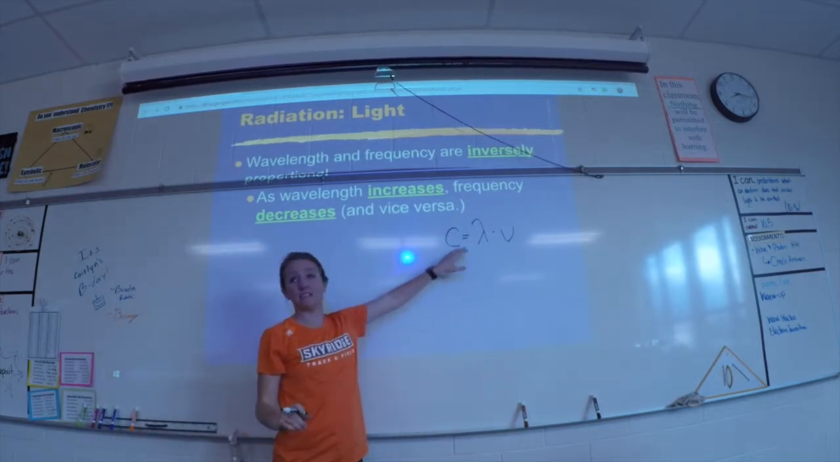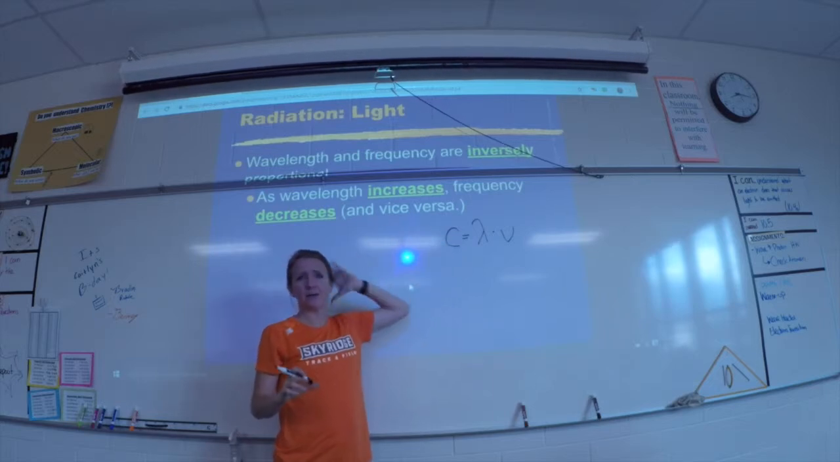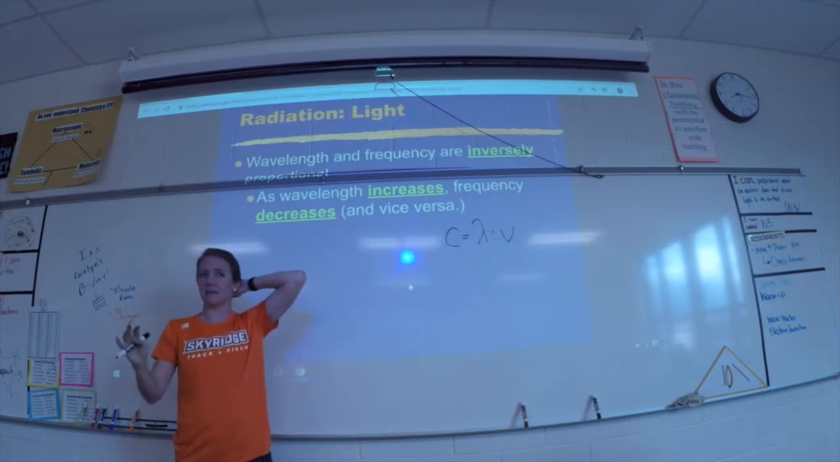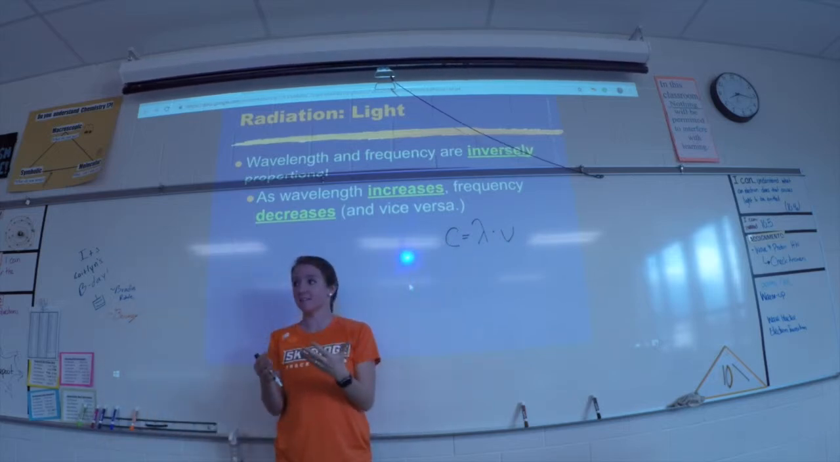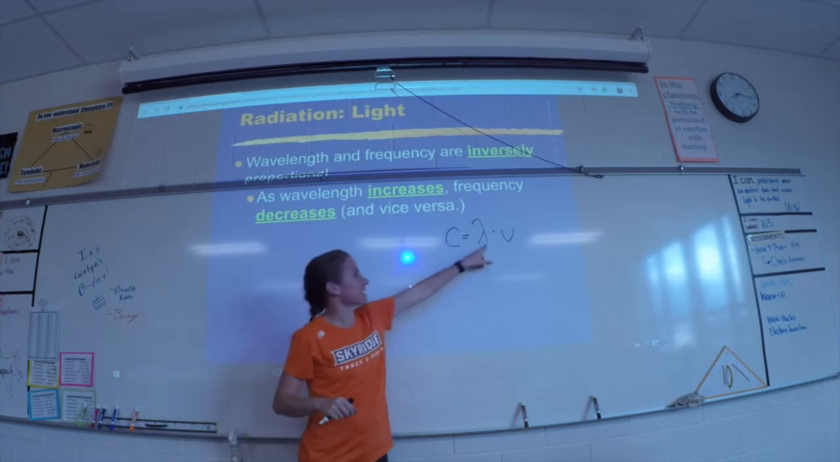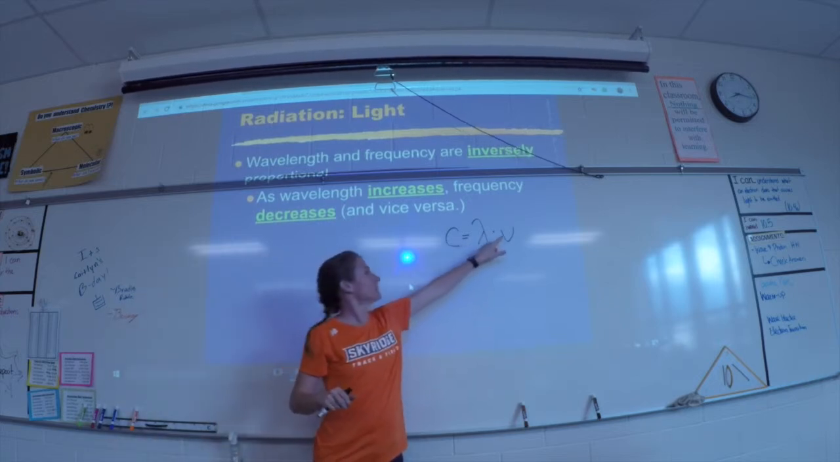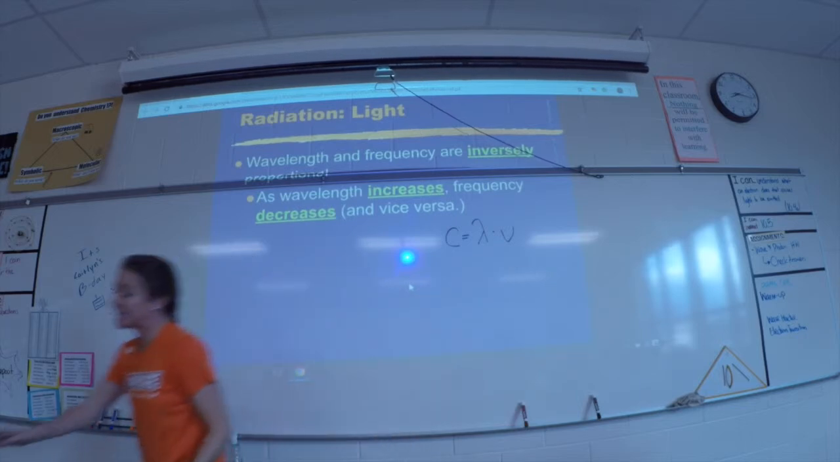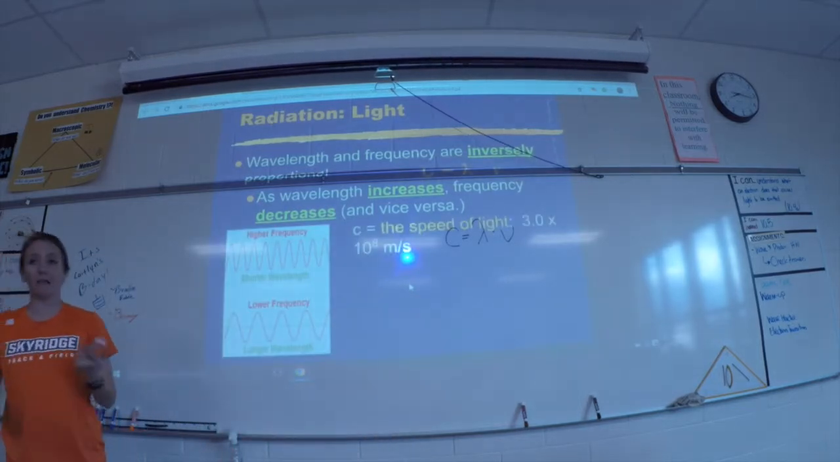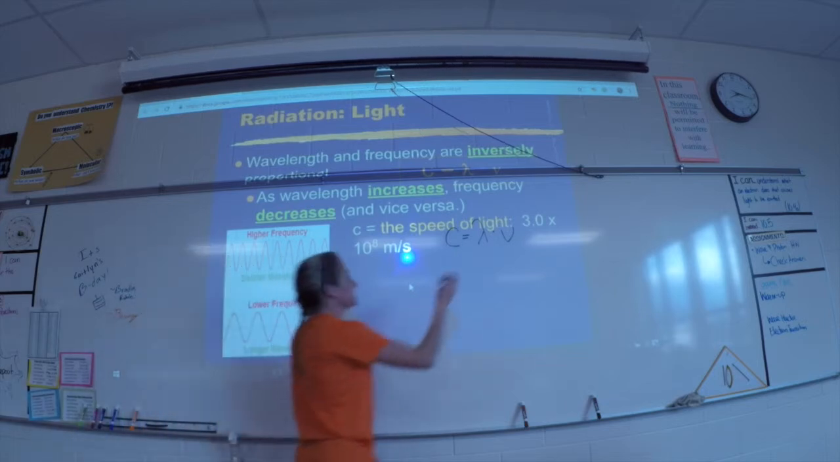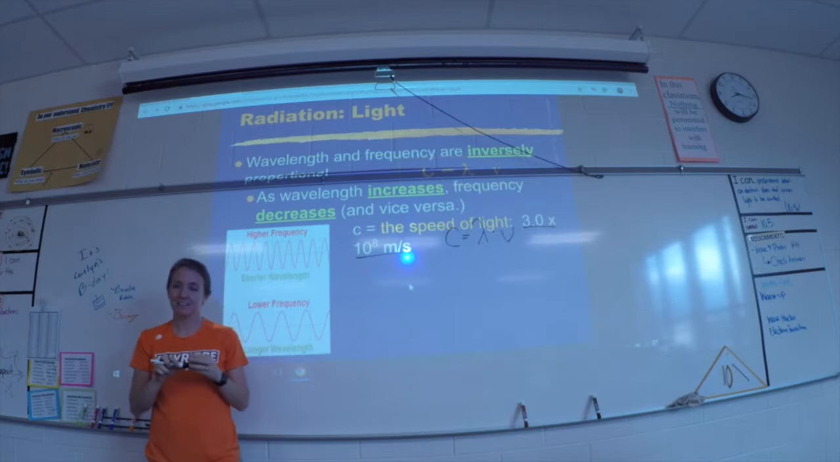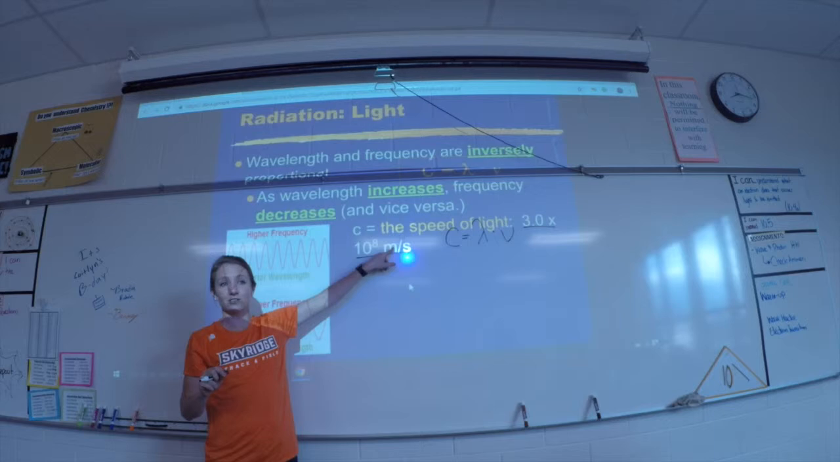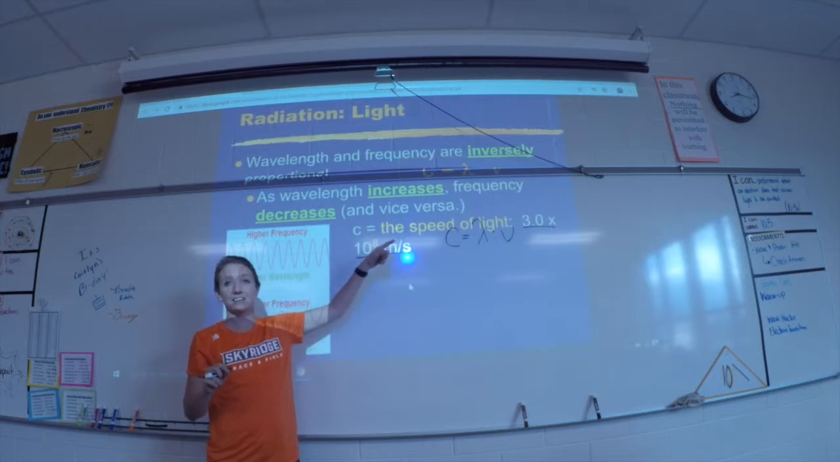Now I will give you this equation on the test. I don't expect you to memorize equations because in AP Chemistry we don't memorize equations, so why would you? But you just need to know how to use it, okay? If you need to label, this is wavelength, this is frequency, and c is the value of the speed of light, which is always 3.0 times 10 to the 8th meters per second. So that's how fast light travels, this many meters in a second.